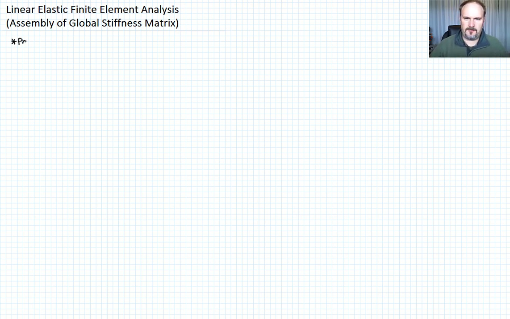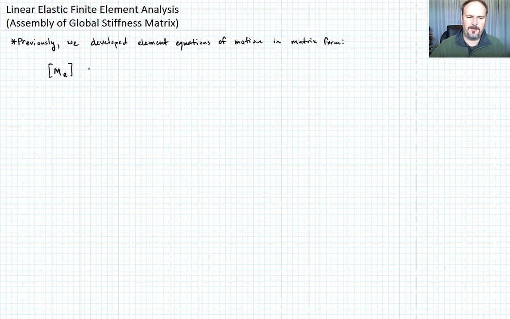So previously we developed the element equations of motion in matrix form. Okay, and these equations looked as follows. We said there was a mass matrix, we'll call that M sub E, to remind you that it's the element mass matrix, times a vector, Ui double dot E, that's the nodal acceleration vector, plus Ke, which is our element stiffness matrix, times Ui, again with the E in front. This is our nodal displacement vector.